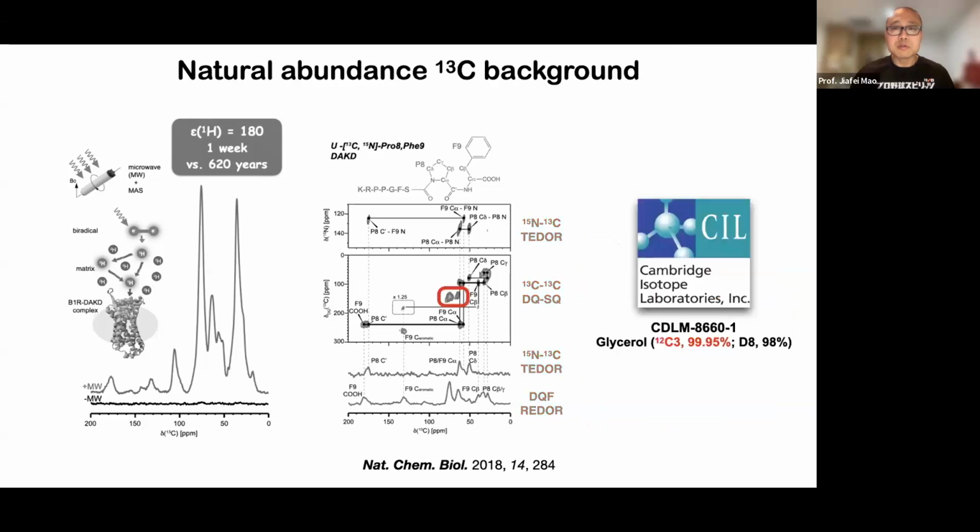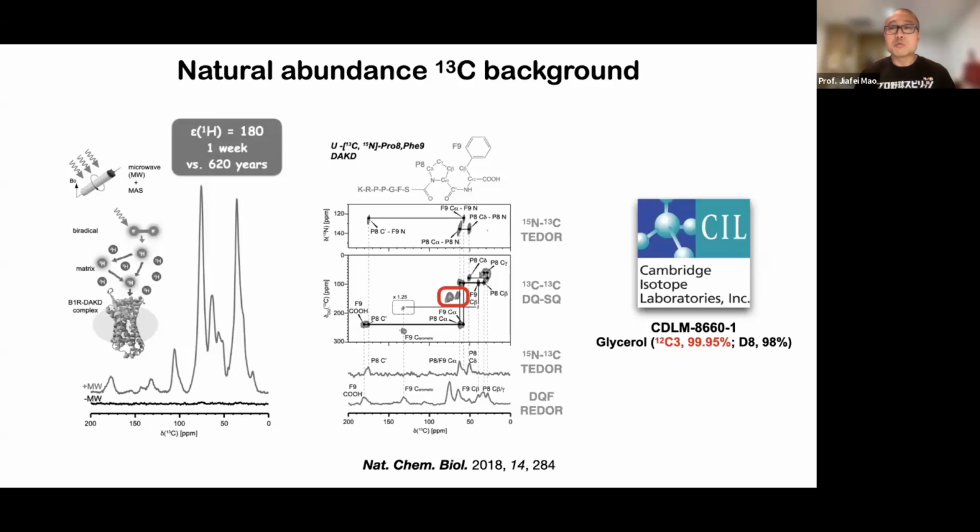Another thing I would like to mention in this work is that there are two very strong signals in the carbon-carbon DQ-SQ spectrum. If you check carefully, they come from the glycerol. But imagine, in this case I used a very special glycerol from CIL, that's carbon-depleted glycerol. You all know there is about 1.1% natural abundance C13 in your glycerol or deuterated glycerol. In this case, you can see it's very, very low abundance.